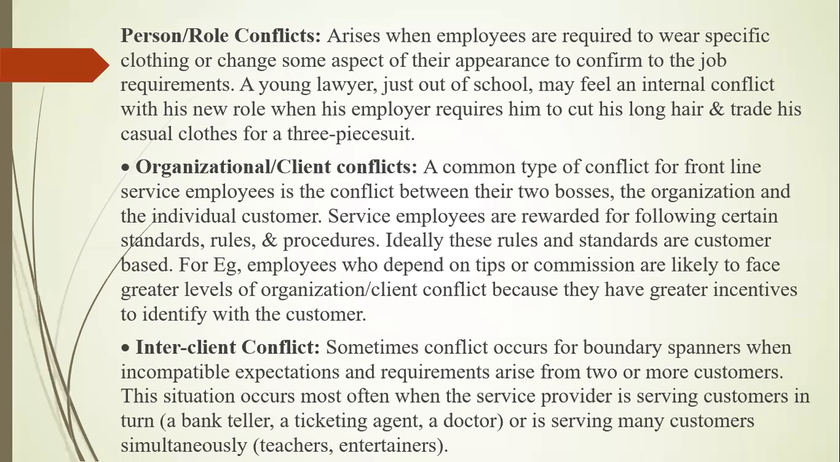Organization versus client, already explained. Inter-client conflict. Inter-client is nothing but client to client. Example you can see, sometimes conflict occurs for the boundary spanner when incompatible expectations and requirements arise from two or more customers, which you can't survive. If you go to a nearby hotel in Bijapur, if you want extra onion, they will give you, no issues. But if you go to Chennai and all big hotels, if you want extra onion, they will charge.